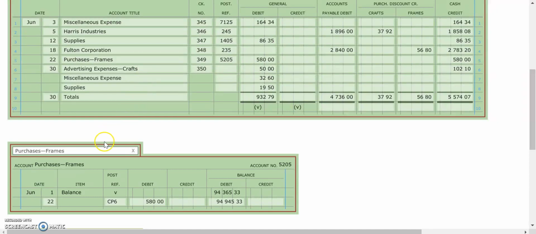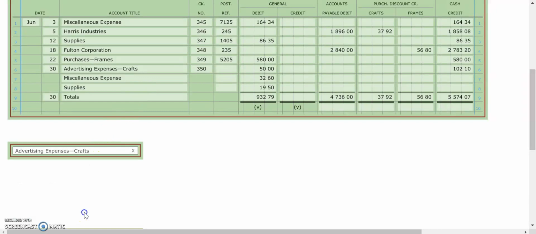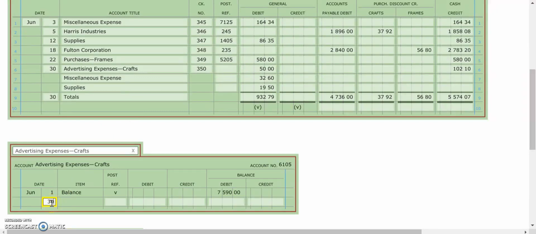So we have our advertising expense for crafts, and this is on the 30th, CP6 for $50. We're going to add that together, so 7,590. Oops, I had my balance still on there from before. So 7,590 plus 50 is 7,640. And our account number is 6,105. That goes up in our post reference column.